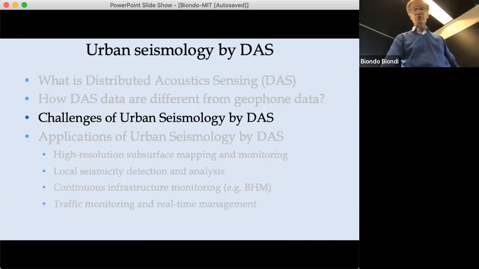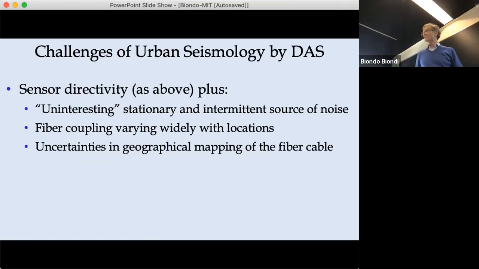But I'm not going to talk about those more conventional earth science applications. I'm talking about more of the urban seismology part. And that has a lot of additional challenges and opportunities. And as I said, we are finding out more and more of the sensor directivity, as I mentioned.